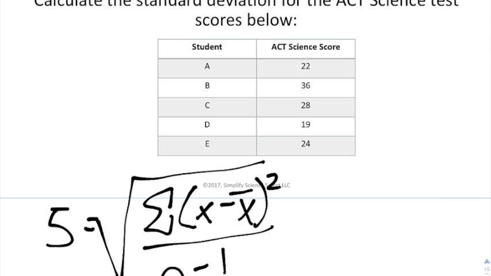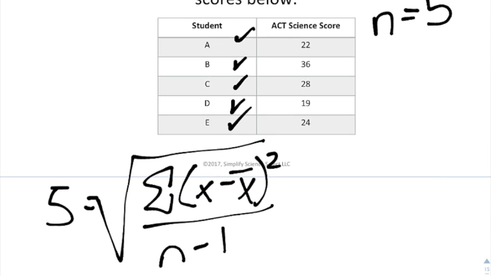n represents the number of data points that you have. So for example, I have 5 data points. Now in my formula, it's n minus 1. So on the bottom here, I'm going to have 4. And we have the square root.